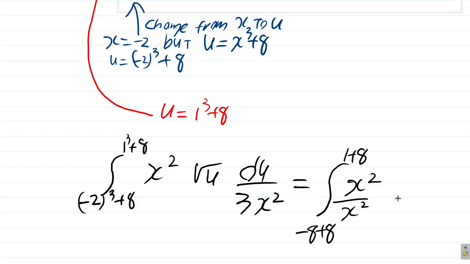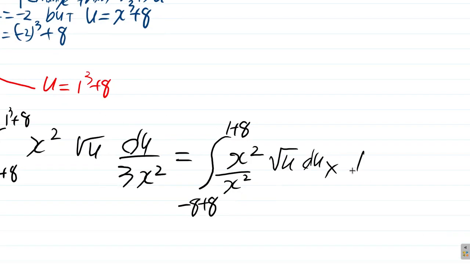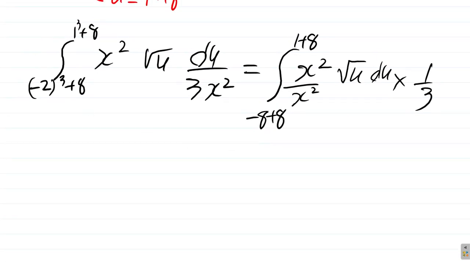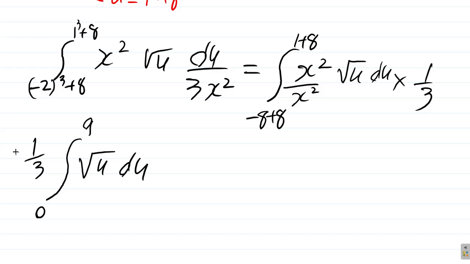Now this will multiply square root of u du, but all of that is multiplied by 1/3 because we have du over 3, right? You remember when you integrate, you can put the whole number that multiplies everything outside the integral sign. So it's 1/3 integral from negative 8 plus 8, which is 0, to 1 plus 8, which is 9. X squared cancels x squared. X squared divided by x squared is 1, right? We have square root of u du.